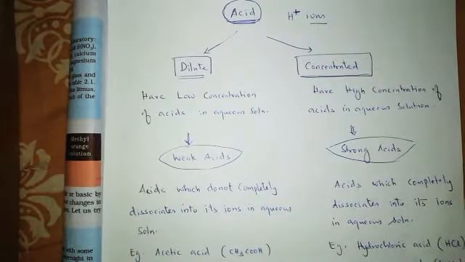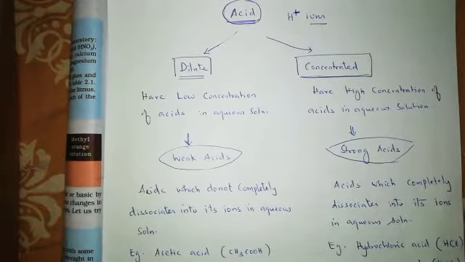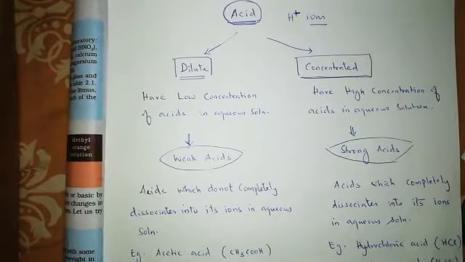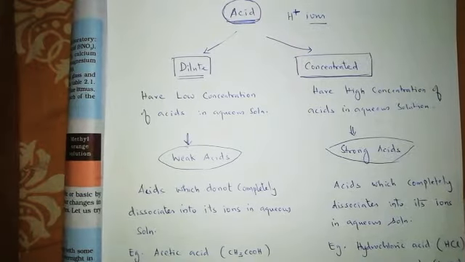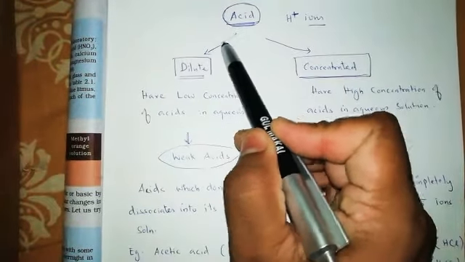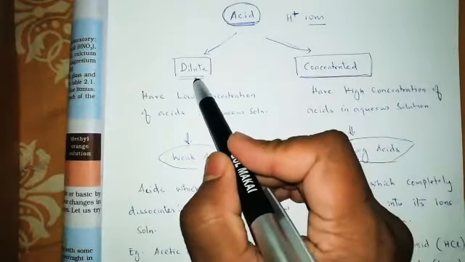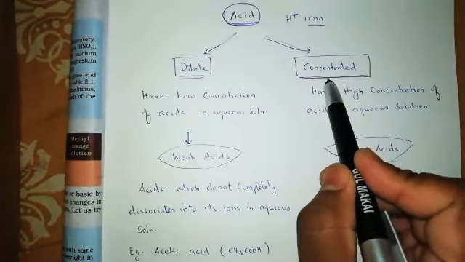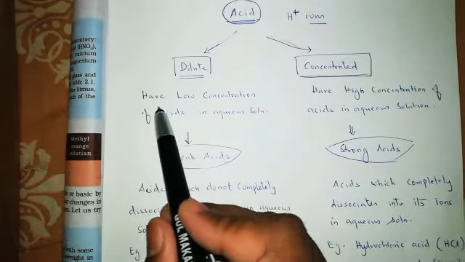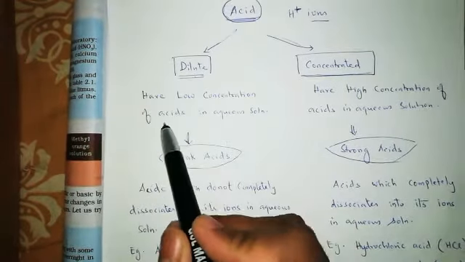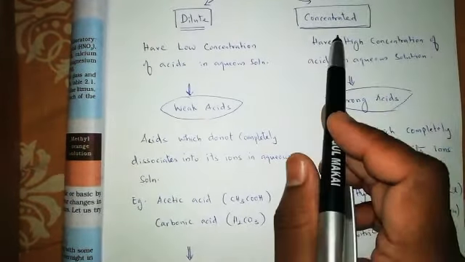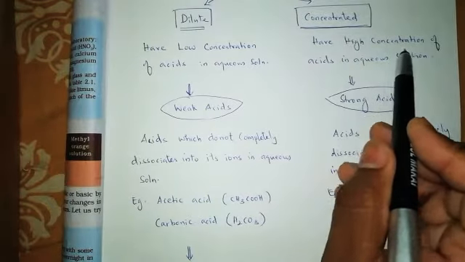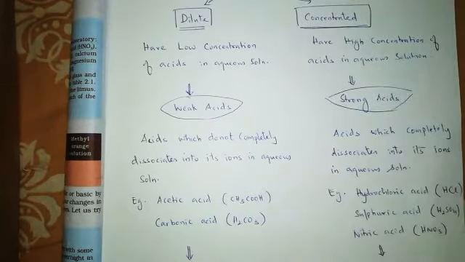But this is one part. All the acids are not that strong. You know that only a few acids are strong in nature, and many acids are weak in nature. So we can classify acids by two criteria. One is dilute acids, another is concentrated acids. What are dilute acids? They have a low concentration of acid in an aqueous solution. And what are concentrated acids? They have a high concentration of acid in aqueous solution.